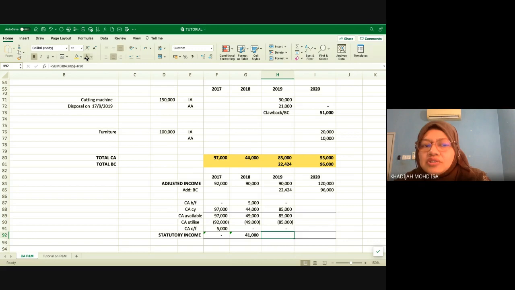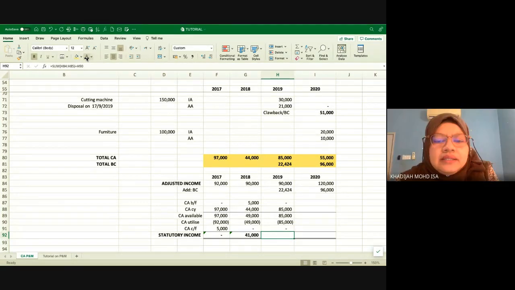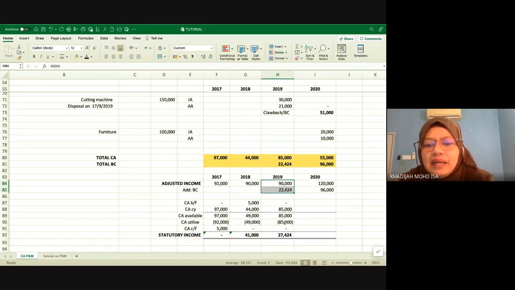But how much is your statutory income? Anyone? 27,424. Yes, correct. Because you have to add these two items minus your capital allowance of 85,000, then you get a statutory income of 27,424. Right?